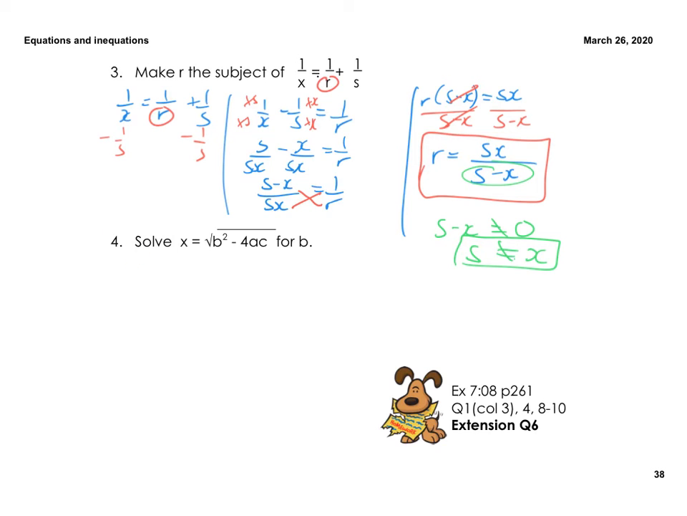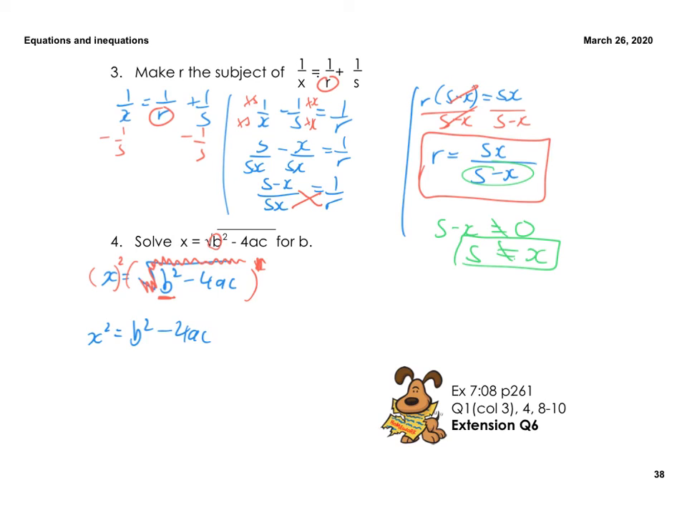Okay, last question. Question 4. x equals square root of b squared minus 4ac, solve for b. So we need to get that one by itself. So x equals square root b squared minus 4ac. And we need to get this one by itself. I think a good step one is to square both sides. x squared equals, now the opposite of square and square root, so they obviously cross off. b squared minus 4ac.